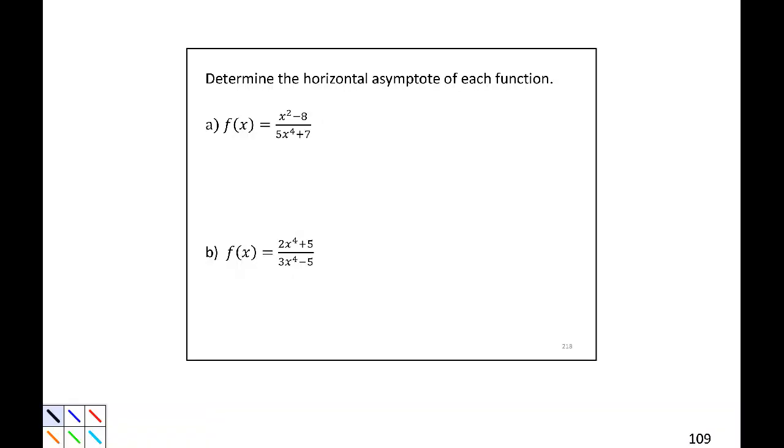To determine the horizontal asymptote of a function, we need to notice what the degree of the numerator and the degree of the denominator are. How those compare determines horizontal asymptotes. So for part A, we have the function f of x equals numerator x squared minus 8, and our denominator is 5x to the fourth plus 7.